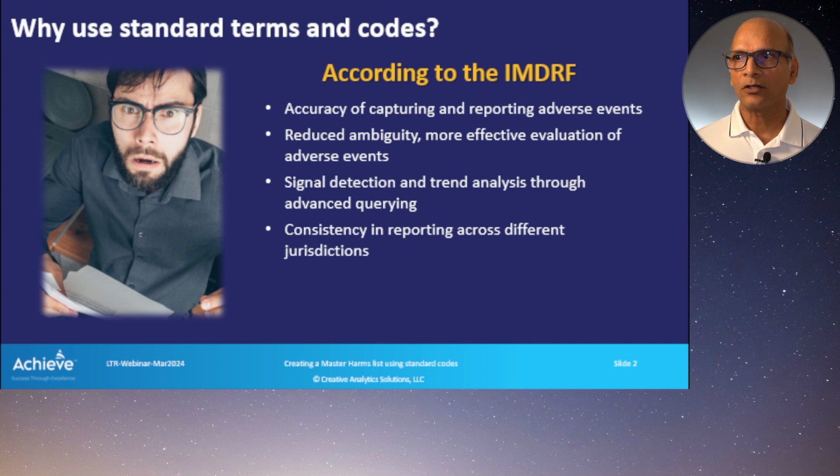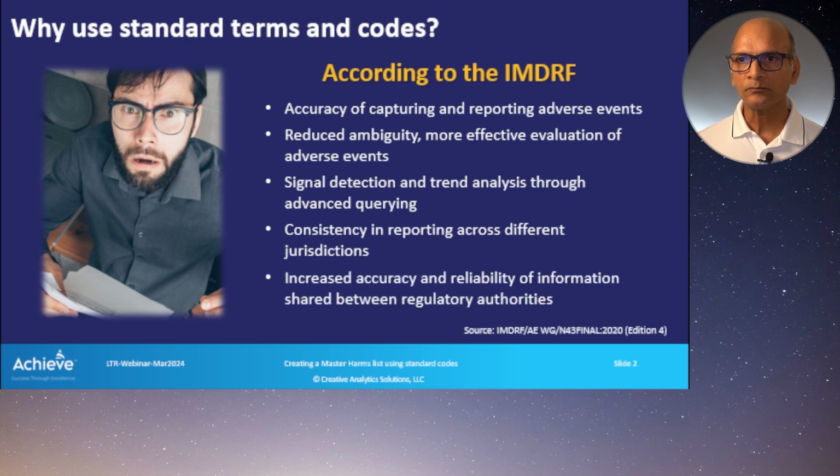Consistency in reporting across different jurisdictions. In the EU, for example, there are many different countries, and they have their own reporting requirements. In the US, you have reporting requirements. Rest of the world, you have reporting requirements. All this vigilance data is accumulating. How to analyze and evaluate that in a consistent way? That's what the standard terms and codes allow us to do. Increase accuracy and reliability of information shared between regulatory authorities. For what? For regulatory action.